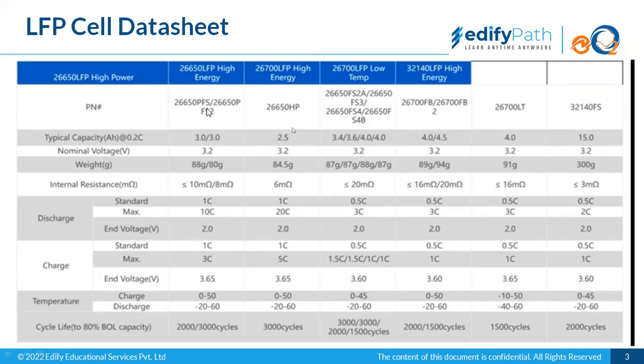Here you can see that the geometry starts with 26650, 26700, 32140. All these are bigger cells than the normal NMC cell. 26650 has a diameter of 26 mm and a length of 65 mm. And in the last cell, the diameter increases to 32 mm and the length is 140 mm.